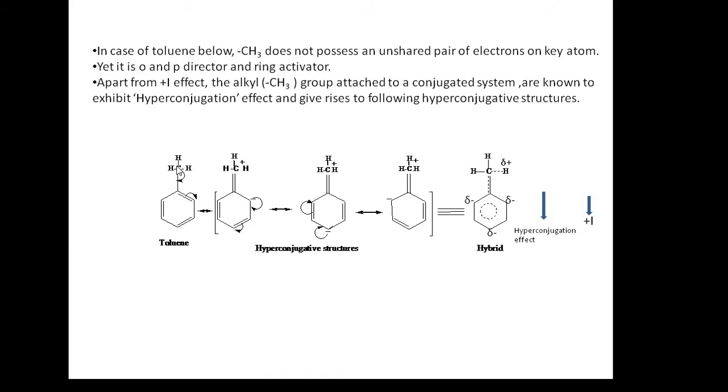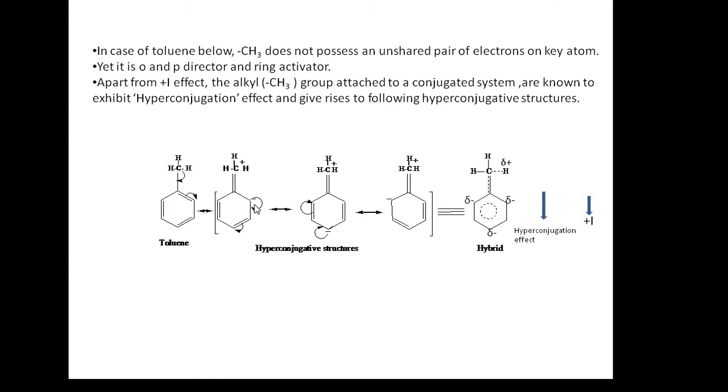Now this methyl group, apart from having a +I effect, that is electron donating by inductive effect, when attached to a conjugated system like this, exhibits a special type of electronic effect known as the hyperconjugation effect. Here the sigma electrons of the CH bond are conjugated, or interact, with the pi electrons of this ring double bond. So what happens? Again delocalization of sigma electrons takes place here, and the ortho position will get the negative charge and the hydrogen atom gets a positive charge.